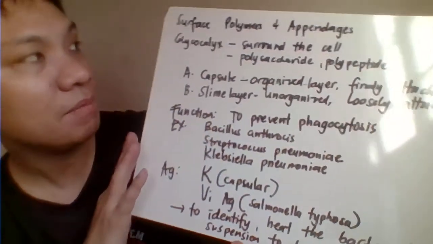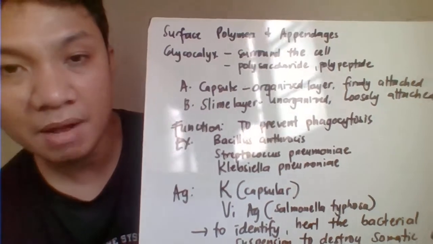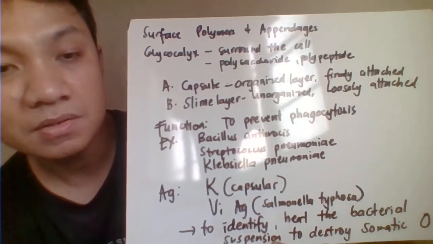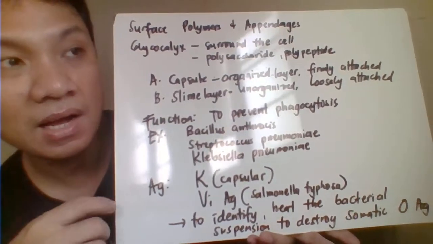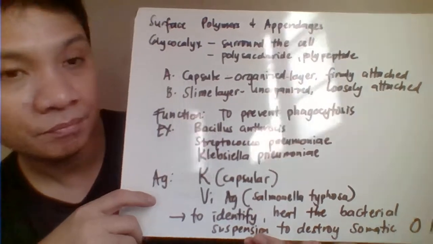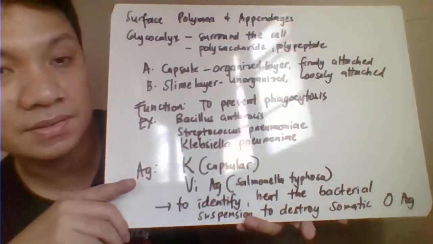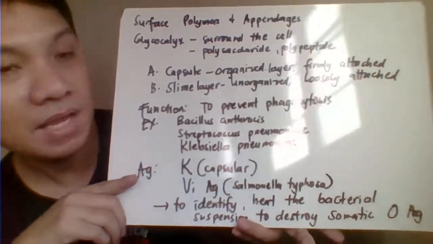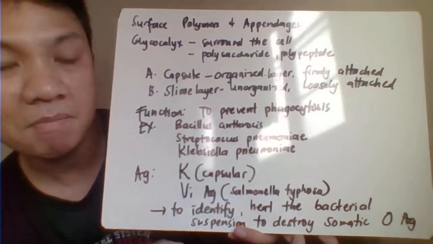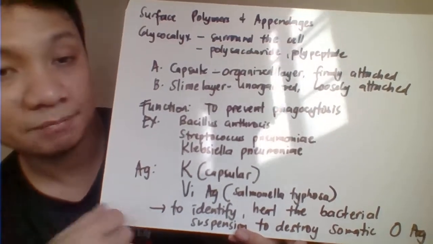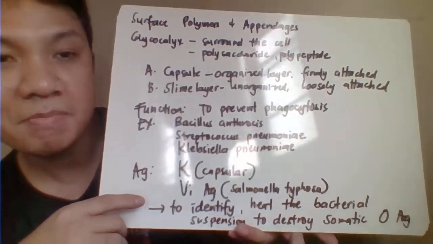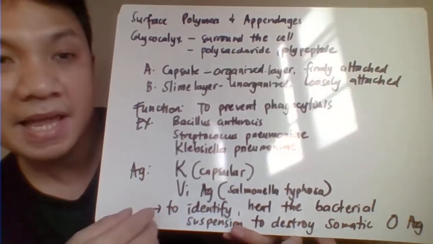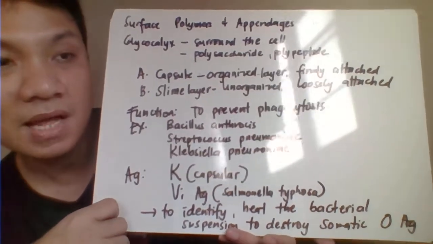Okay, now we go to the surface polymers, or you call that one appendages. So there are some bacteria wherein they have surface appendages that might eventually be found here on the outer membrane attached to that one. The first one, we have here your glycocalyx. So the glycocalyx here tries to surround the cell, and at the same time, this one is made up of polysaccharide, polypeptide, or either of that one. Your glycocalyx here may be in the form of your capsule, which is considered to be a highly organized layer, plus that one is firmly attached to the cell membrane.